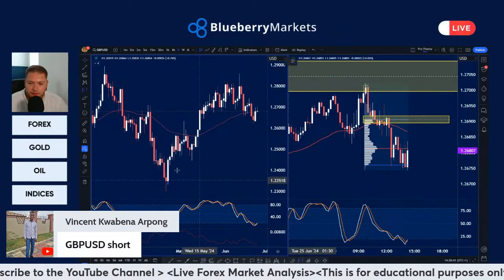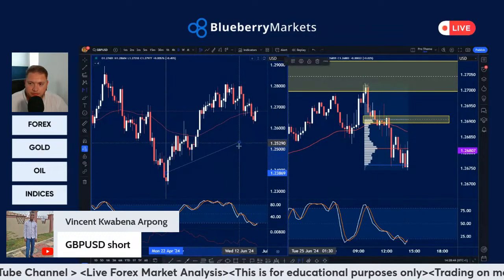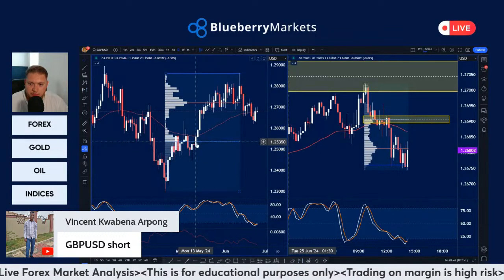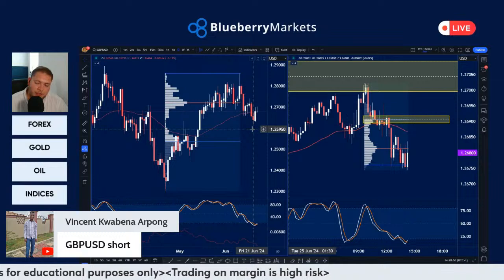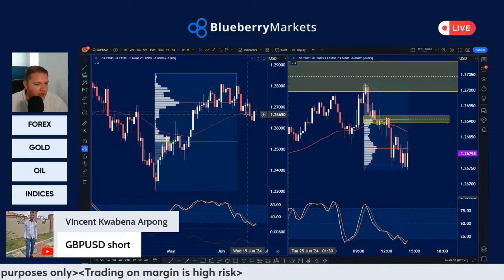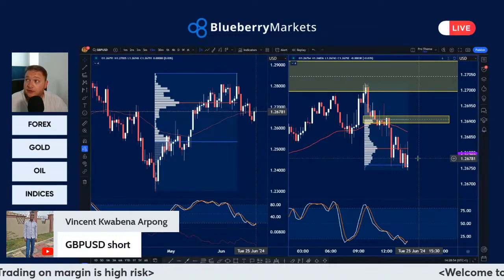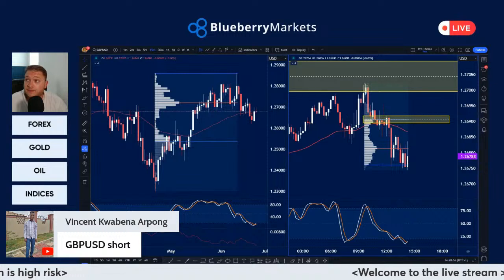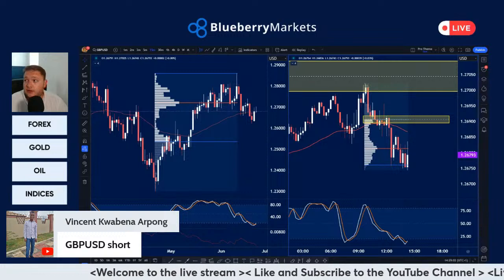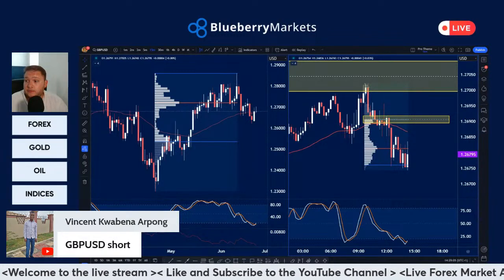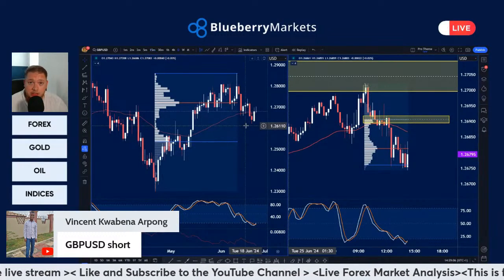I basically like the idea of price coming into this area down here towards 125, maybe even 124s. But yeah, I'll need to think about where I'll be positioning myself in those conditions. So yeah, pound US dollar, I like the look of a lot. Let's go take a look at some other charts then.